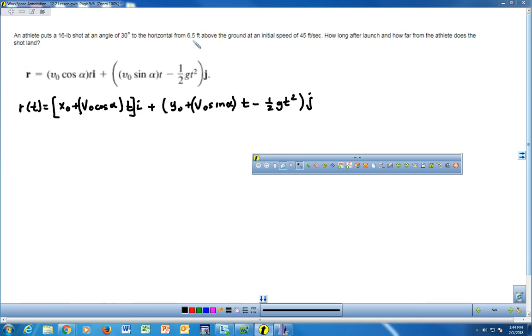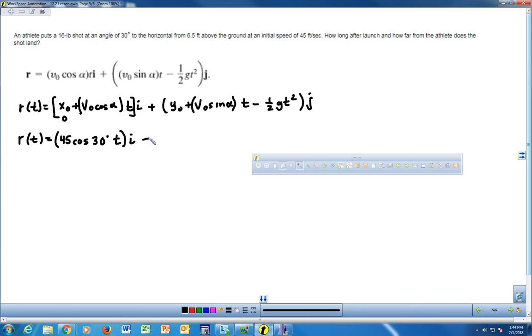Okay, so on this problem, we are given that my initial x value is starting from the standard initial x value of 0. It doesn't say that it has been moved to the right, to the left, or anywhere. So I'm just going to put that information. That's going to be 0, so I don't need to worry about that. The initial velocity is 45 feet per second, so it would be 45 times cosine of alpha, which is 30, times t i. This is my i component, which is my horizontal component.